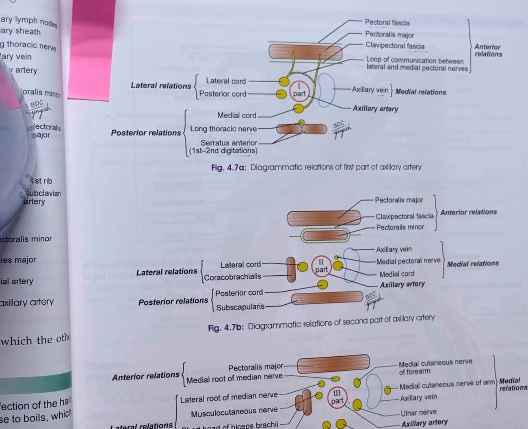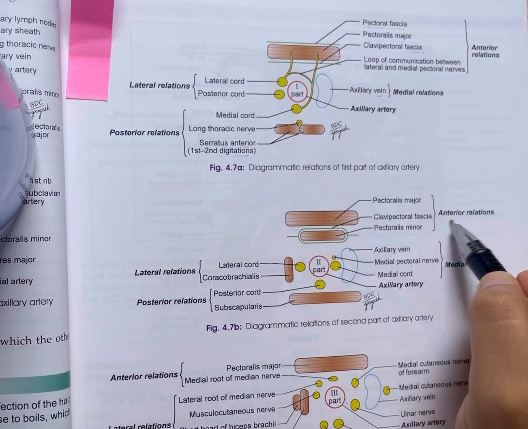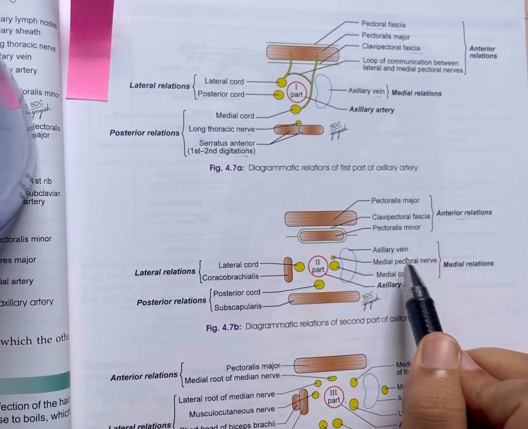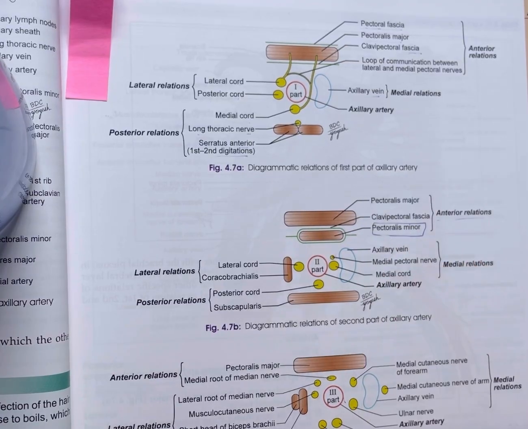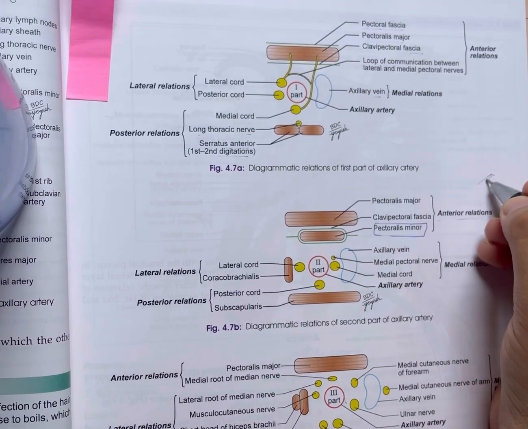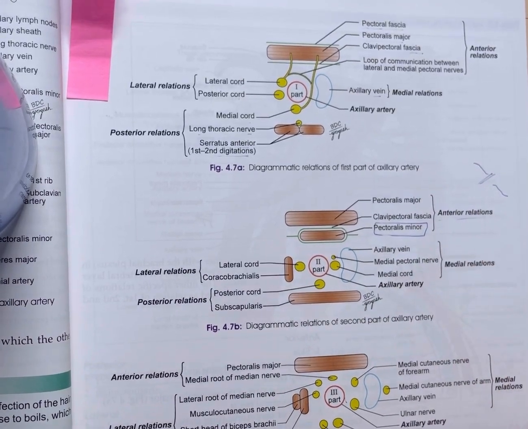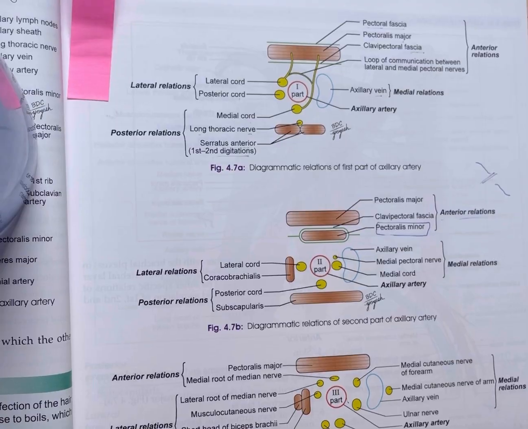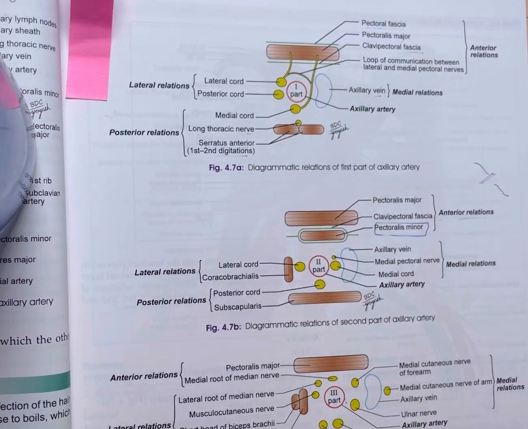Now the relations of the second part of the axillary artery. Anterior relations are the same: pectoralis major muscle, then clavipectoral fascia, and pectoralis minor muscle is the new addition over here. As we saw, pectoralis minor muscle was dividing the axillary artery into three parts, and pectoralis minor muscle was coming superiorly. So pectoralis minor muscle will be present superiorly to the axillary artery.